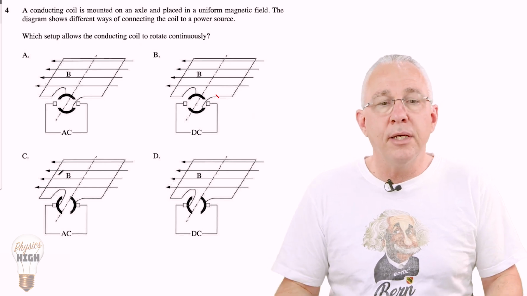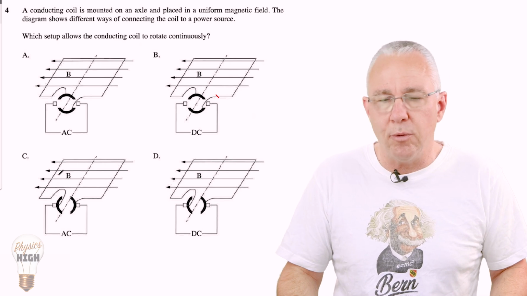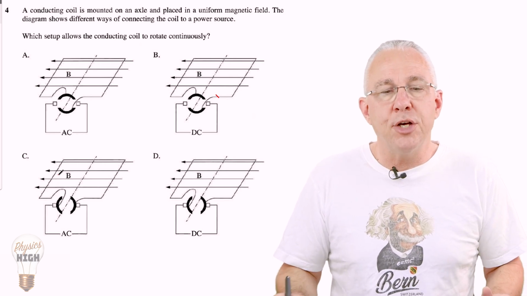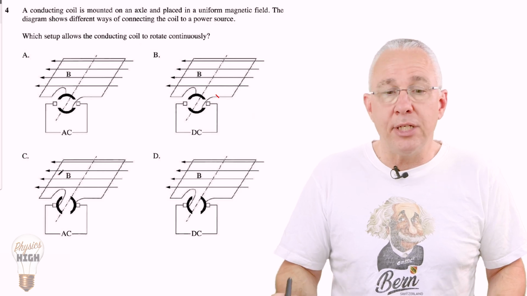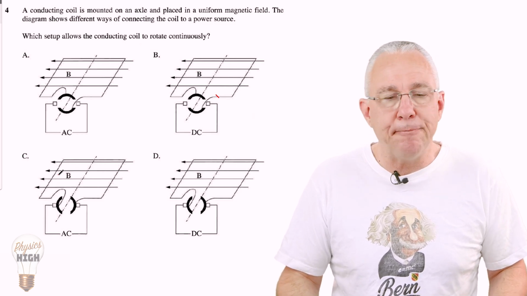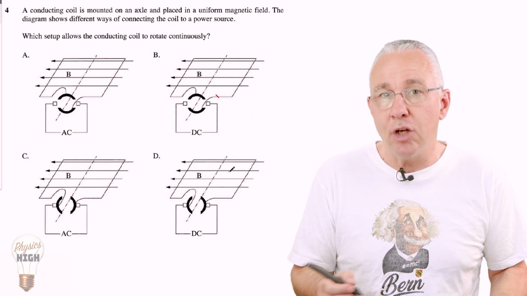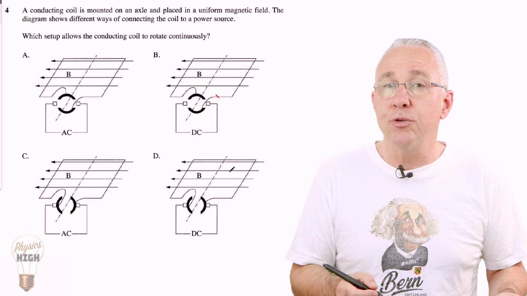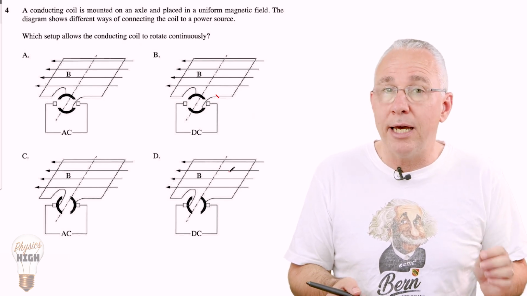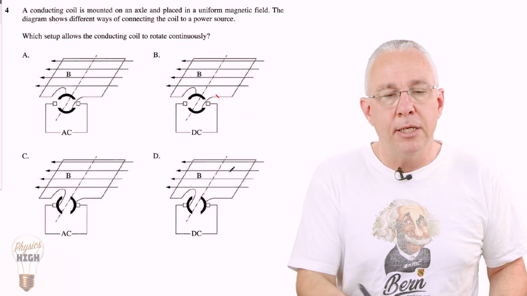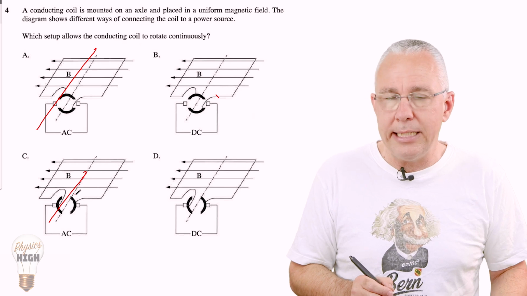The next question. We have a conducting coil that is mounted on an axle and placed in a uniform magnetic field, and the diagram shows different ways of being connected. And we're asked which of these setups actually allow the coil to rotate continuously. Now the first thing to notice is that all diagrams have a split ring commutator, and a split ring commutator of course reverses the current every 180 degrees, and this is important if you have a DC supply. And so automatically A and C are excluded as they're connected to an AC supply.